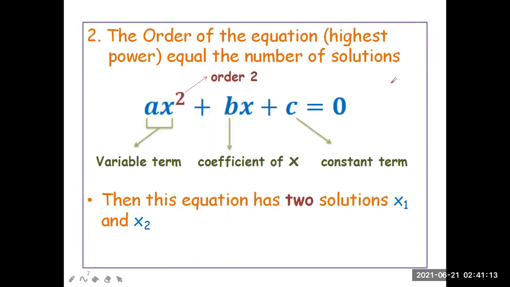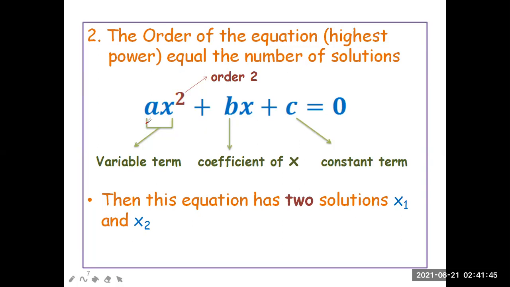The order of the quadratic equation equals the number of solutions. That means if the equation is of order 2, we have two solutions. If this part is missing, we have an equation of the first degree, and the graph will be totally different. The graph of the second order is a parabola, but the graph of the first degree is a straight line.